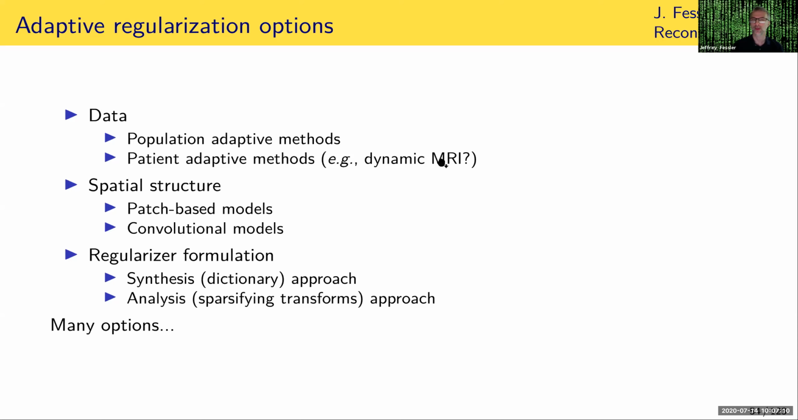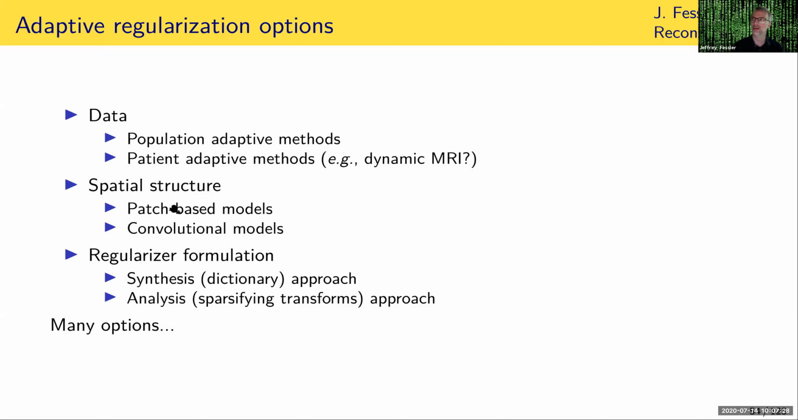For example, dynamic MRI, it's virtually impossible to get fully sampled data at the spatial and temporal resolutions that we really like to train from a population. Although people are working on self-supervised methods to get around that, but let me just leave it at that for the moment. So there's a choice you have to make.